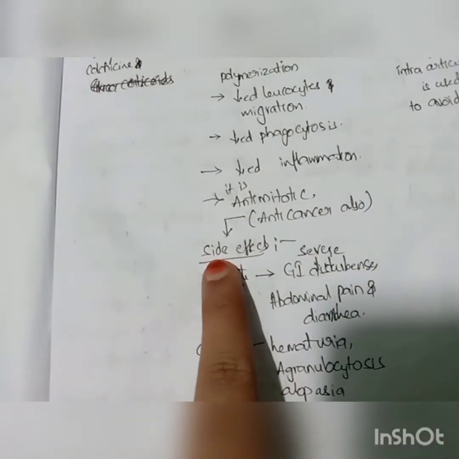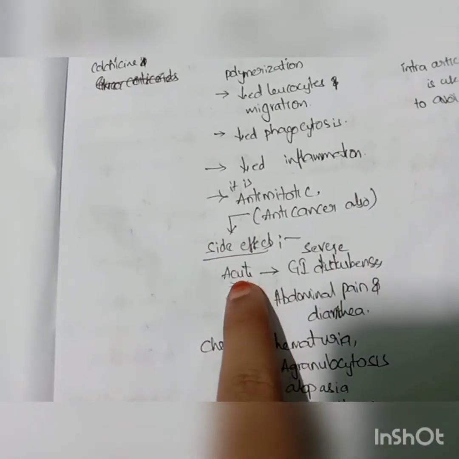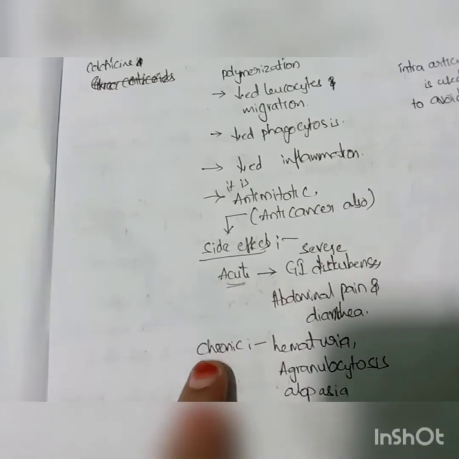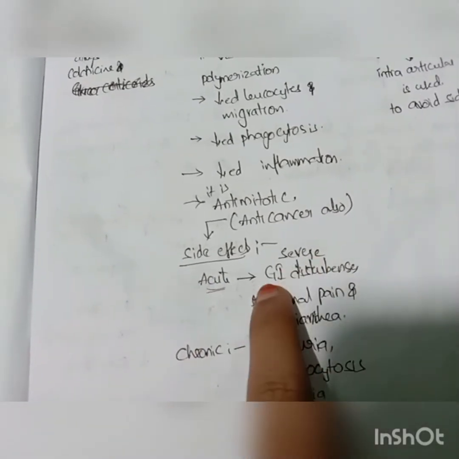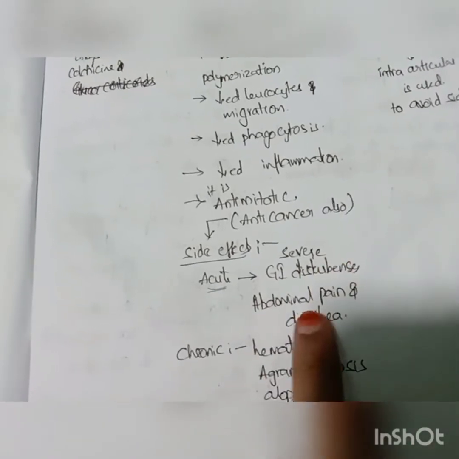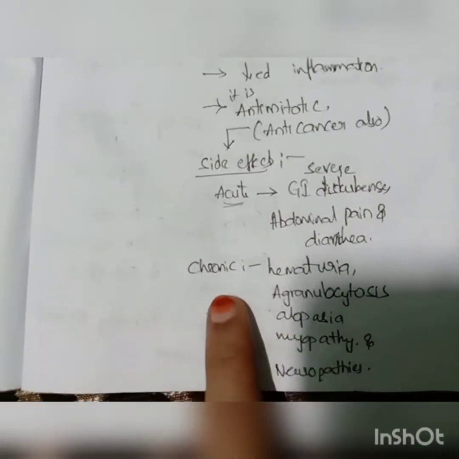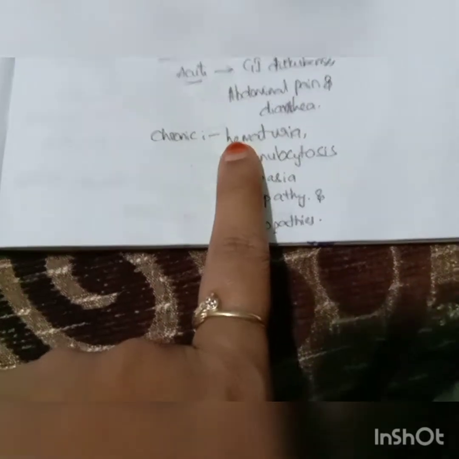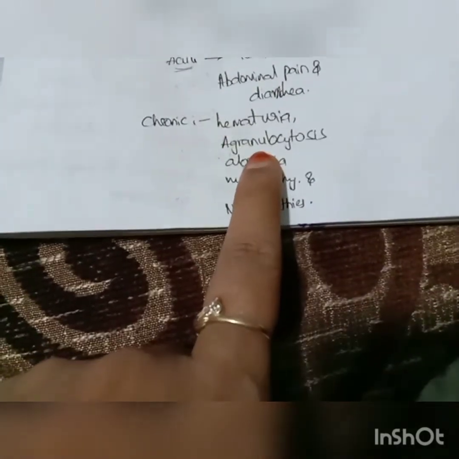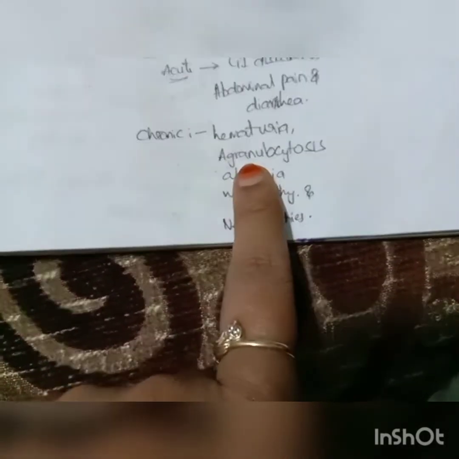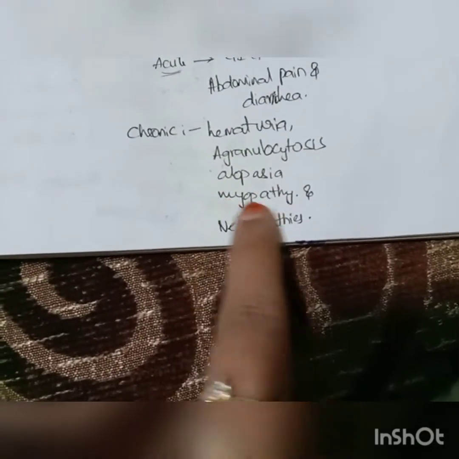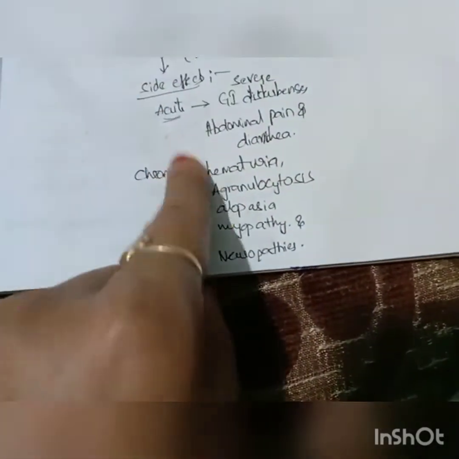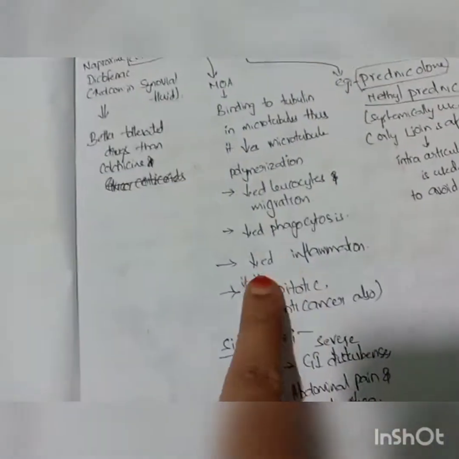It has side effects. The side effects are also of two types, acute and chronic. Coming to the acute, it causes severe gastrointestinal disturbances, abdominal pain and diarrhea. Coming to the chronic, it leads to hematuria, agranulocytosis, alopecia, myopathy and neuropathies. These are the side effects caused by colchicine.